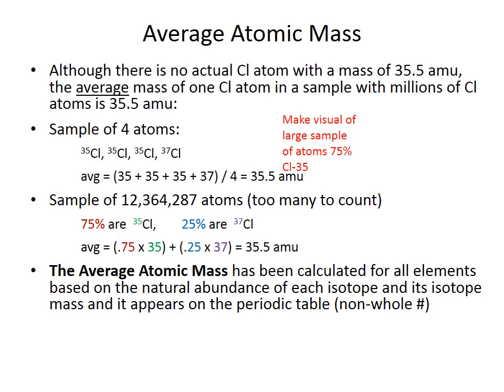Not a mass number, an average atomic mass of 35.5. Now, how do we go about calculating that? We've been playing with these mass numbers, and we said that the mass numbers had to be a whole number. So how do you get a decimal in your atomic average? Well, this is kind of like your class grades.